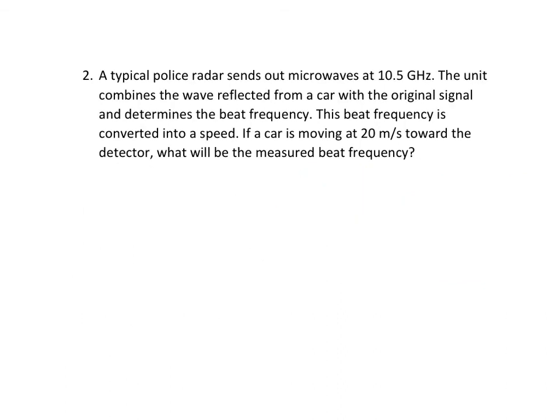Let's do one more example, a little bit more involved. A police radar sends out microwaves at 10.5 gigahertz. And just so you know, giga refers to 10 to the 9th. The unit combines the wave reflected from a car with the original signal and determines the beat frequency. The beat frequency is then converted into a speed, and this is how cops can tell whether or not you're speeding with a radar gun. If a car is moving at 20 meters per second toward the detector, what will be the measured beat frequency?